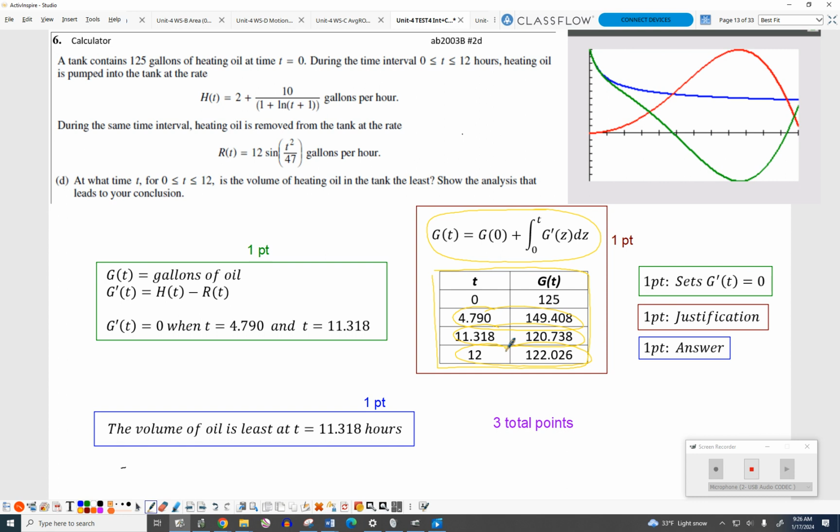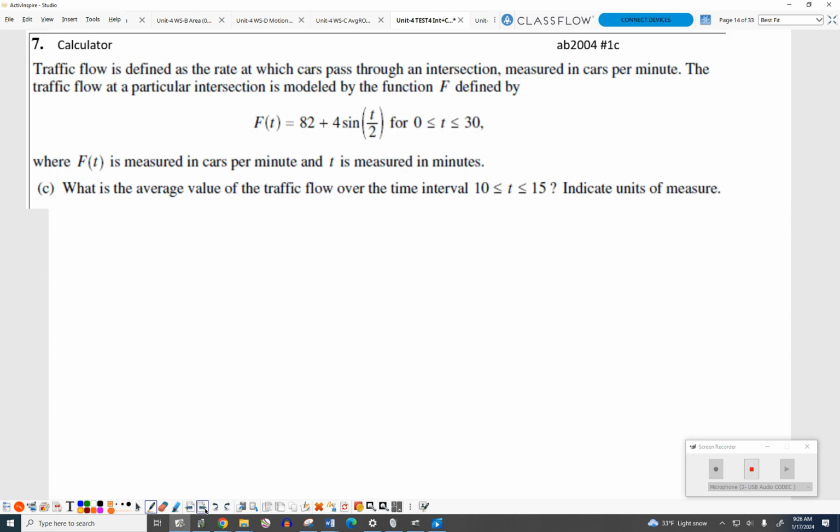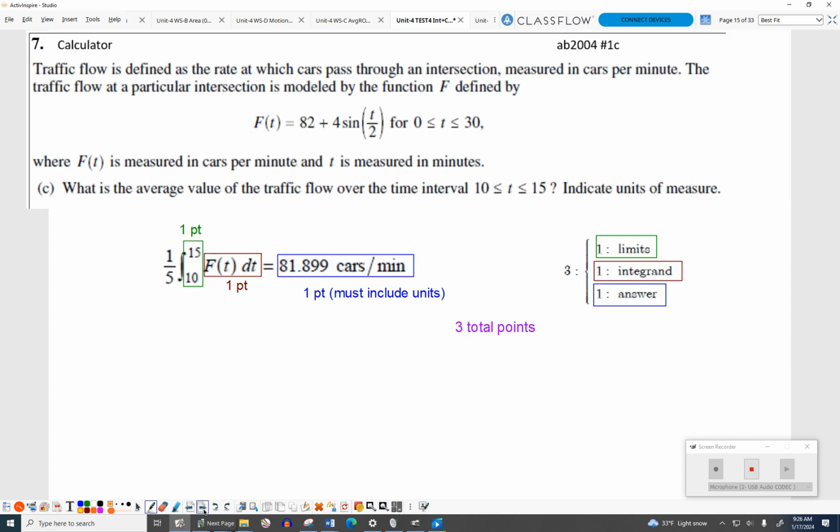Number 7. Three points again. Questions on 7?